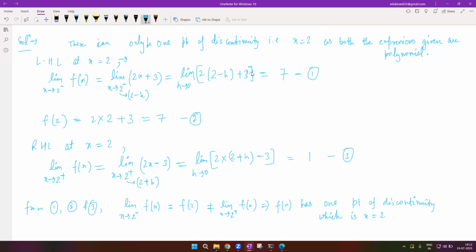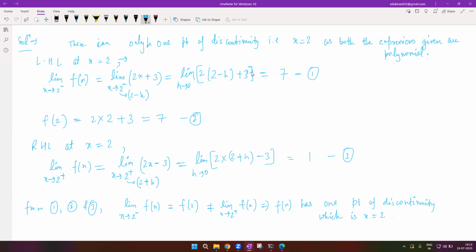बस यार यही variety है. This is the only variety that they have. They will give you a piecewise function and they won't tell you which point you need to find the discontinuity at. You will simply assume that the only points of discontinuity are these breaking points of the function. Wherever the function breaks, take all those points and check the discontinuity at those points.